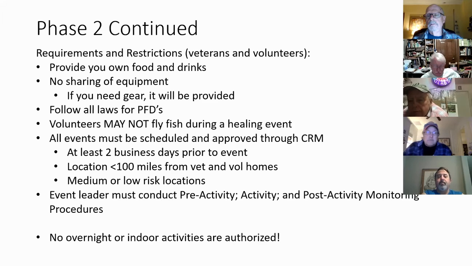Low risk locations are considered to be what we're doing right here, right now, tonight, which is virtual. Medium risk are locations where there aren't a lot of people and we can easily maintain the 6-foot minimum distance, so that should not be an issue. However, especially with our urban lakes, 6-foot distance and staying away from crowds may be an issue on weekends. So a lot of our things, we're going to try and do during the week, just because it's easier, frankly, if there are fewer people around. Now, the event leader must conduct the pre-activity, activity, and post-activity monitoring procedures.